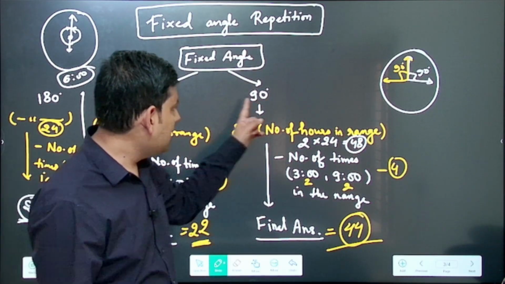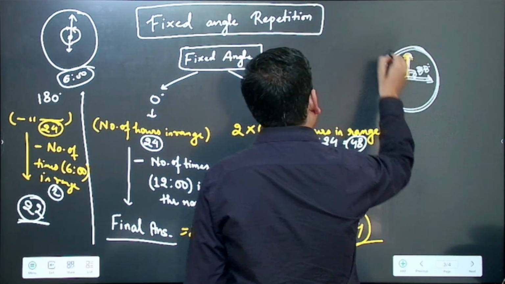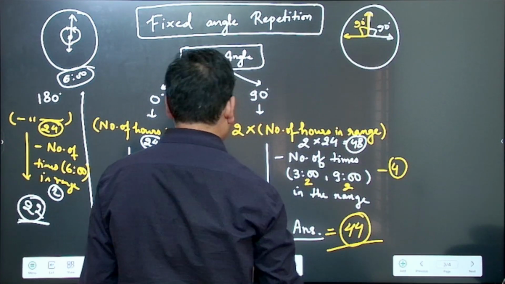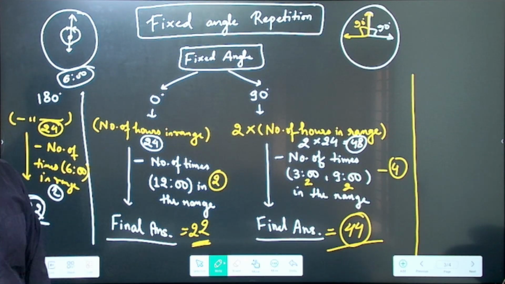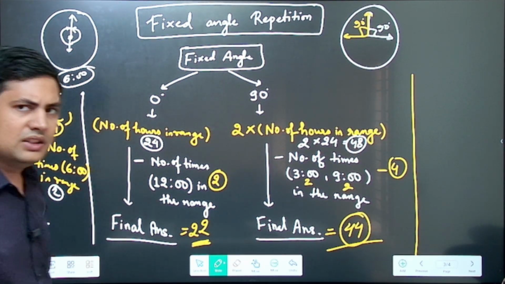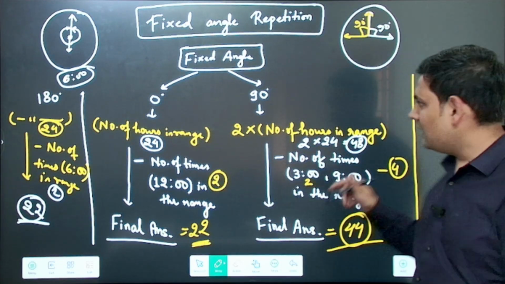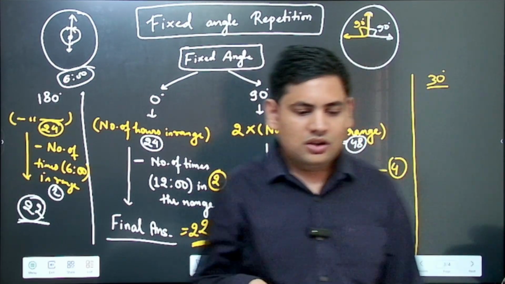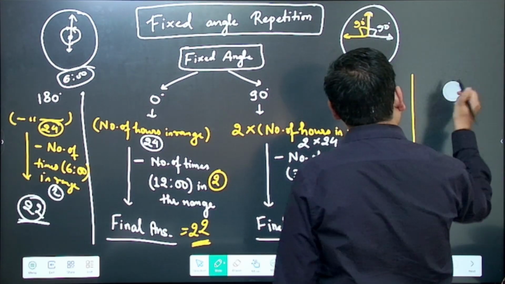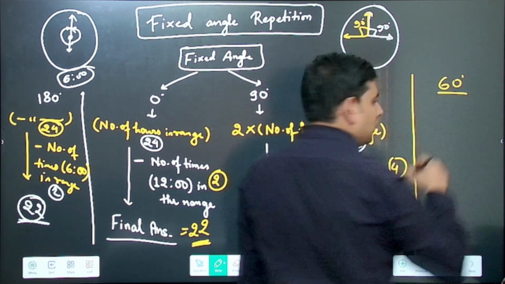Now, this I have done for 90. Exactly the same will be for all other angles. For all other angles it will be very similar. The only thing you will have to do is these times will change. For example, if I ask you for 30 degree, or let's say I ask you for 60 degree, what will you have to subtract?